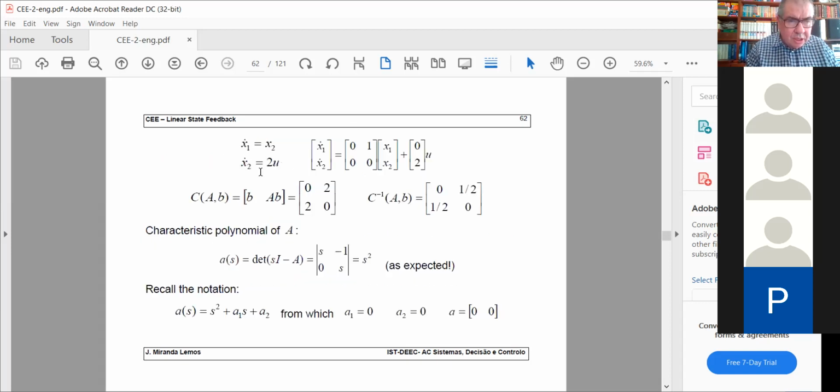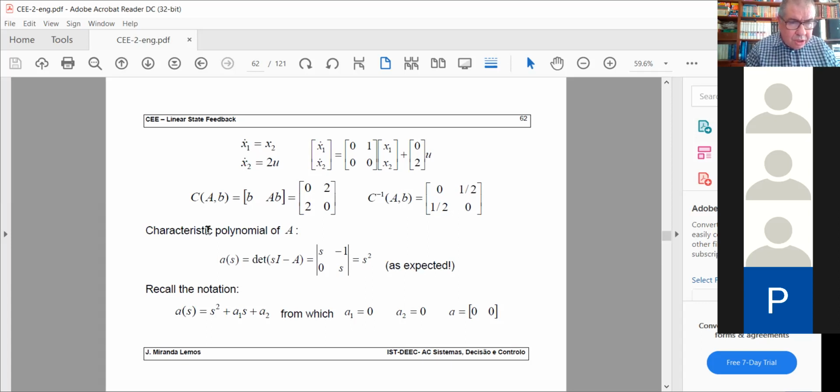These two equations I write in matrix form. So I have my A matrix and my B matrix. Then I compute the controllability matrix B, AB. This is a second order system, so I stop here. Just B, and I do the product AB, and I get it. Now I invert it, okay? You have to know how to invert matrices.